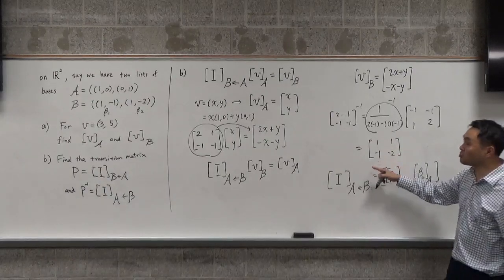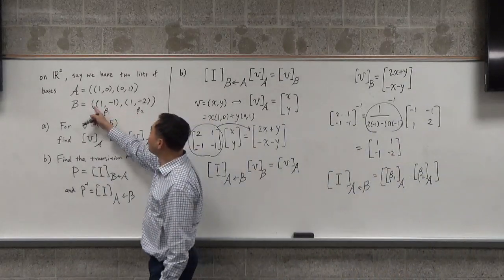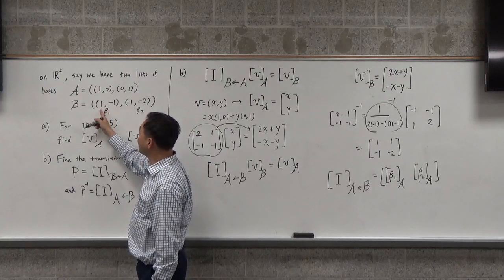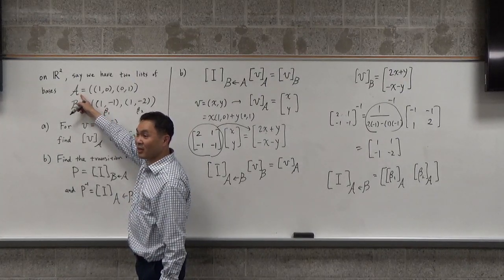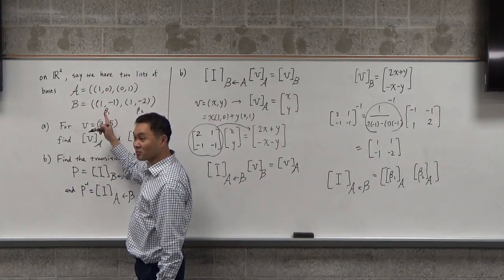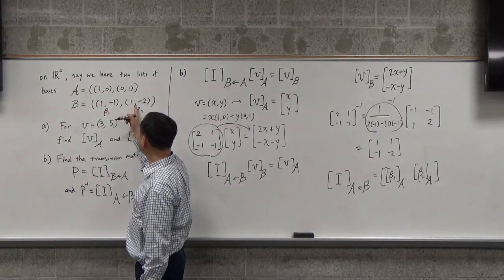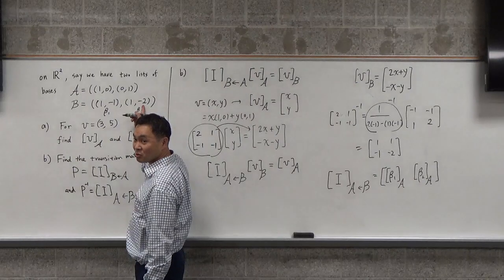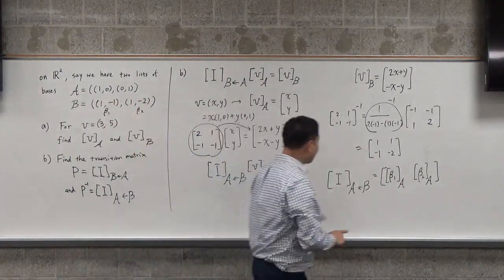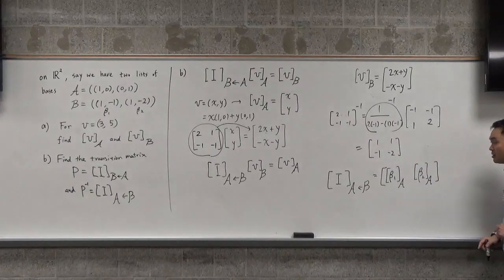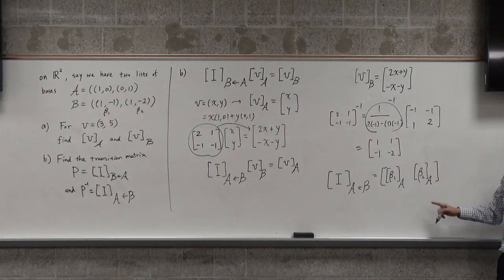See, 1 negative 1 itself, if you write this as a vector using basis A, what is that? That's 1 and negative 1, isn't that right? And 1 negative 2, if you write it using basis A, again it's 1 comma negative 2. That's exactly the vector you have, right? So that's actually true in general.